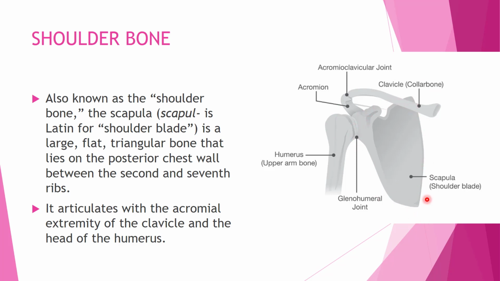See here in this diagram, it is a triangular bone that lies on the posterior chest wall between second to seventh rib. So that you can learn the level of the scapula, it lies between second rib to seventh rib. It articulates with the acromial extremity of the clavicle. See here in this diagram, it is articulating with the acromial end of the clavicle and the head of the humerus. So it is articulated with these two bones, clavicle and the humerus.